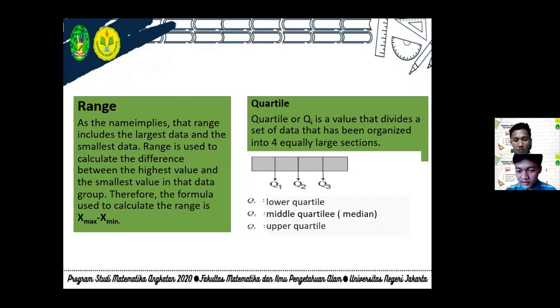Next is quartile. Quartile, or Q, is a value that divides a set of organized data into four equal sections. There are three quartiles. Q1 is the lower quartile, Q2 is the middle quartile or median, and Q3 is the upper quartile.